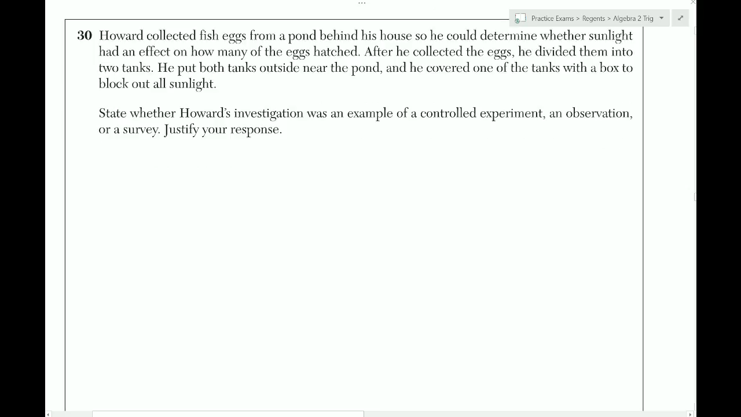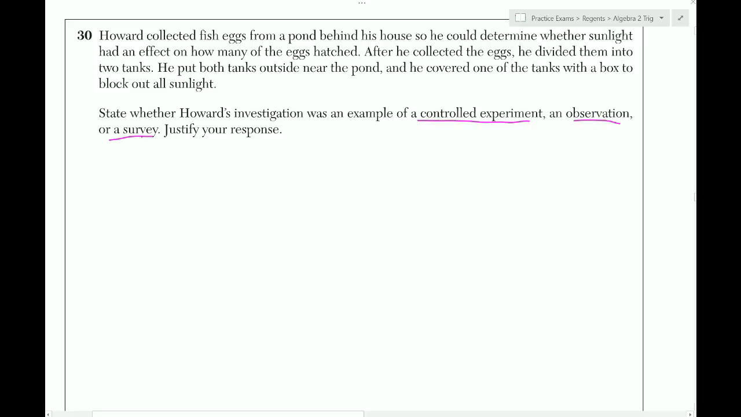Alright, number 30. Howard collected fish eggs from a pond behind his house so he could determine whether sunlight had an effect on how many eggs hatched. After he collected the eggs, he divided them into 2 tanks. He put both tanks outside near the pond, and he covered one of the tanks with a box to block out all sunlight. State whether Howard's investigation was an example of a controlled experiment, an observation, or a survey.